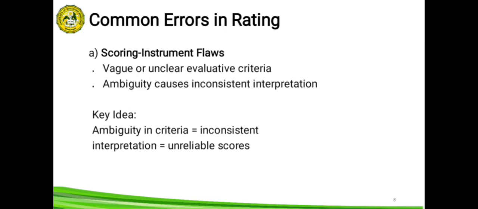Scoring instrument flaws. These are vague or unclear evaluative criteria. Means that the criteria or standards written in the rating tool are too general or not well defined. And ambiguity means unclear meaning or maraming posibleng interpretasyon. When the criteria are ambiguous, teachers will rate differently because they do not share the same understanding of what the standards mean. Key idea dito are ambiguity in criteria equals inconsistent interpretation equals unreliable scores.